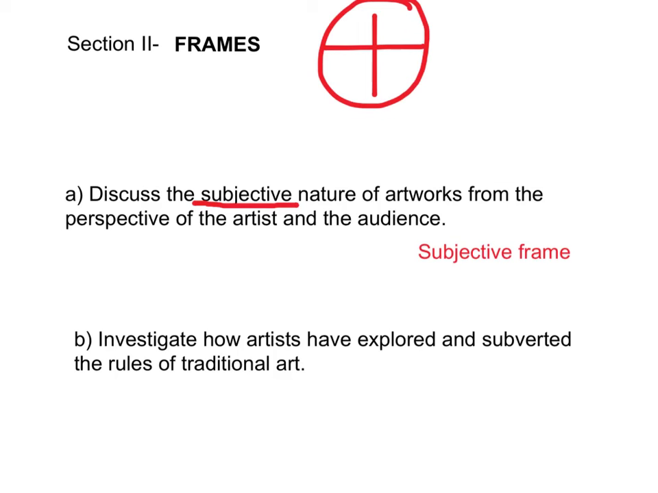Question B asks you to investigate how artists have explored and subverted the rules of traditional art. Now this one is a little bit less obvious, and this is where having a more extensive vocabulary may prove useful to you. What I mean is the idea of subverted rules of traditional art: the idea of challenging or undermining the power and authority of the traditional rules of art, and for that reason it links to the postmodern frame.